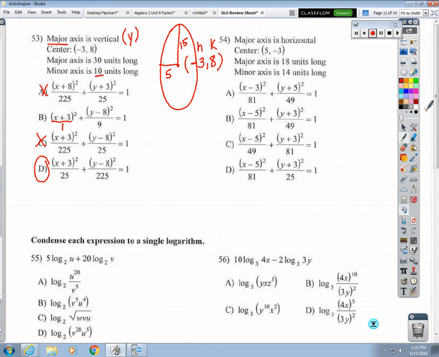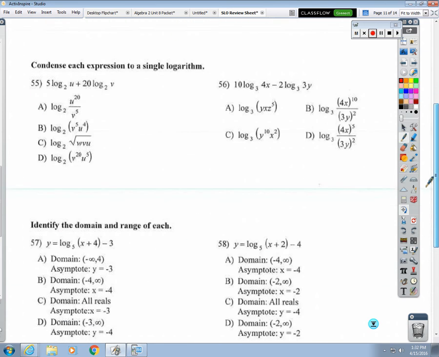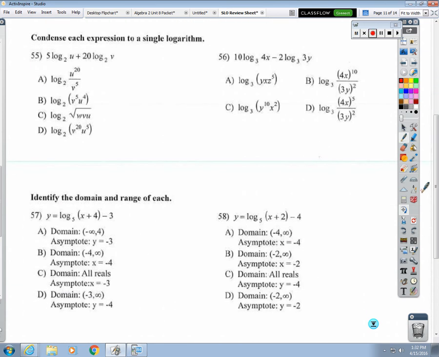Okay? Alright, number 55. Condense each expression to a single logarithm. What does single mean? 1. So when you're writing it as a single logarithm, you're only going to write the word log one time, which makes sense. Look at all the answers. They write log one time. The base for both of those is base 2.